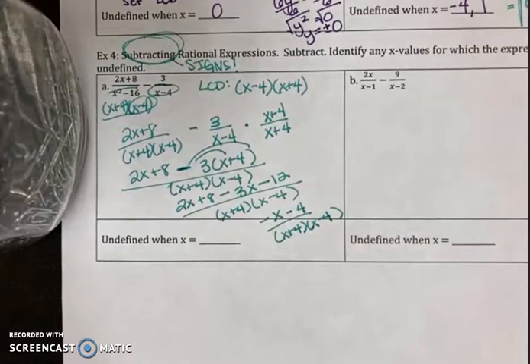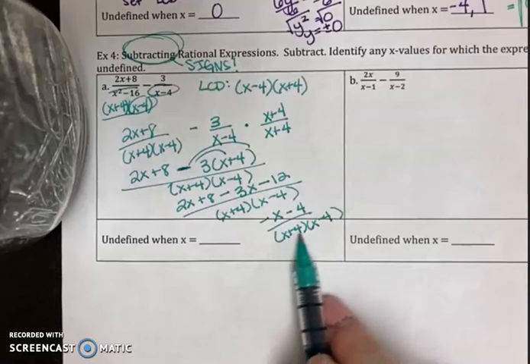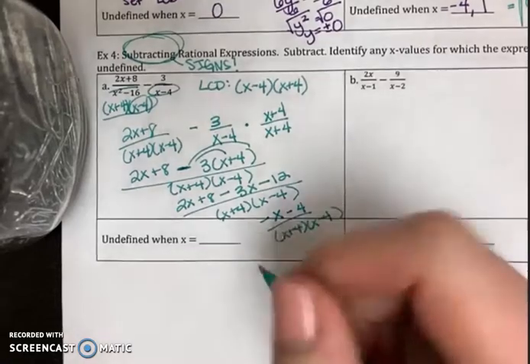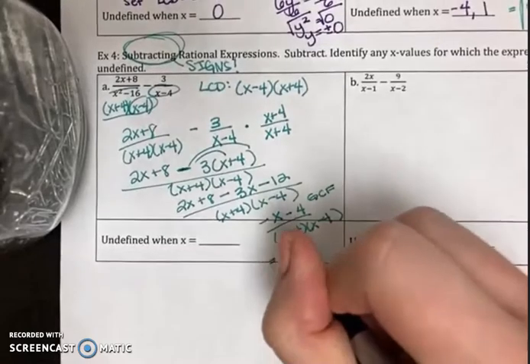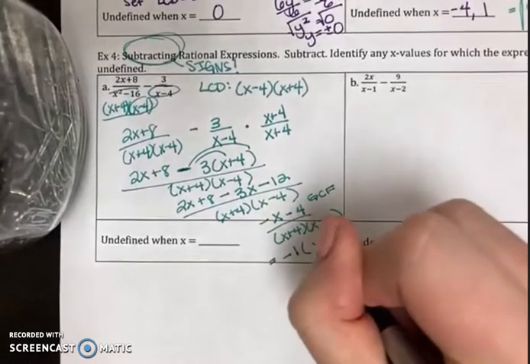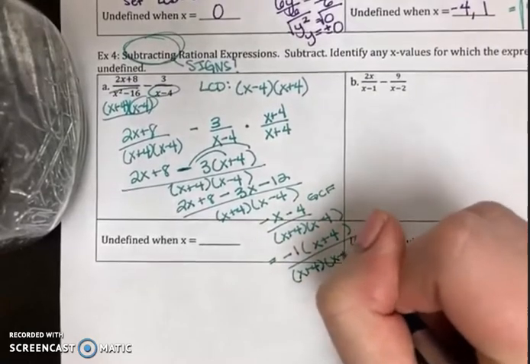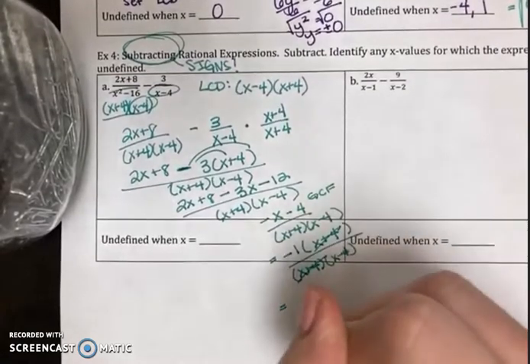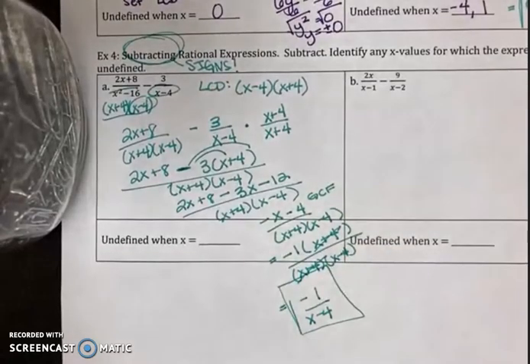Now, hopefully you notice at this point, I can simplify further. No, the numerator is not exactly the same as one of the binomials in the denominator, but if we pull out a GCF of -1, this would become x plus 4, and that can cancel. So I get -1 over x minus 4 as the final simplified form.